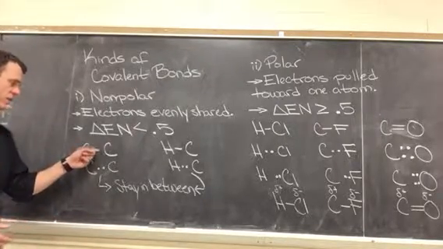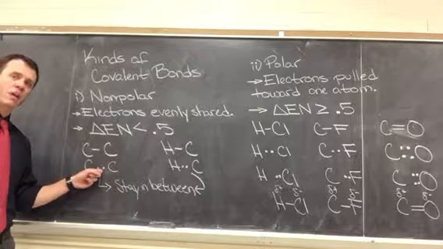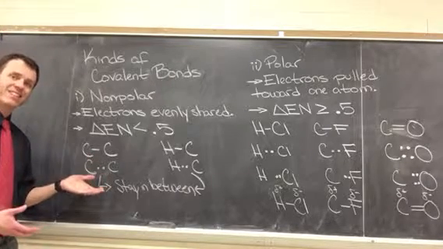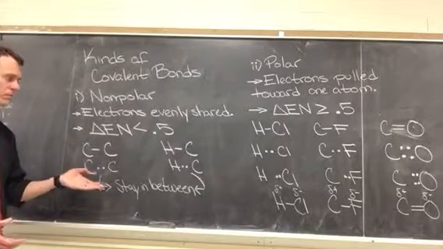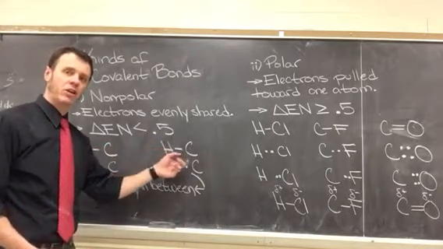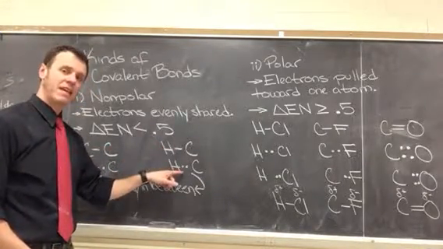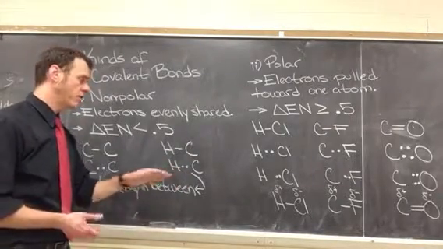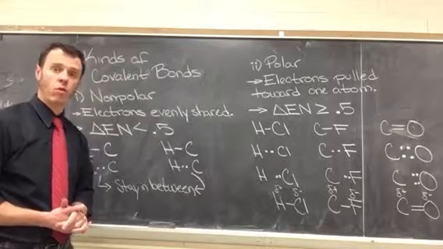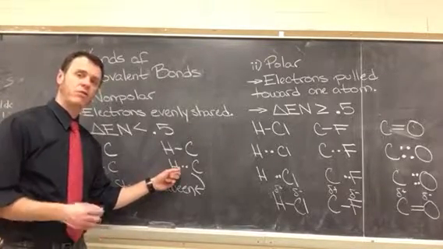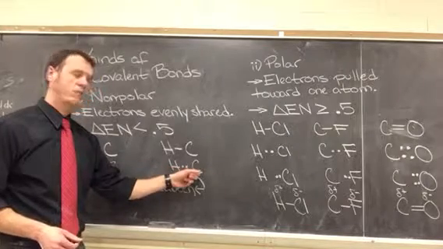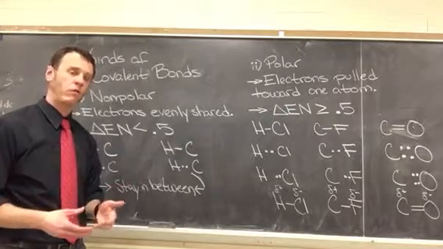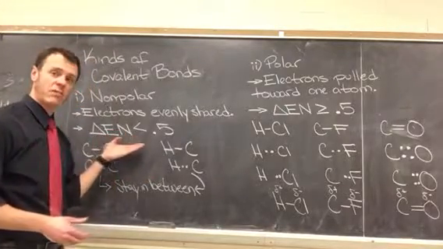Here's our bond, here's our two electrons in the bond. Those two electrons stay perfectly in between the two carbon atoms. This makes it nonpolar, all right? Here we have a hydrogen-carbon bond. The two electrons, again, stay pretty much directly between the hydrogen and carbon. Our difference in electronegativity here is 0.4. Hydrogen's got an electronegativity of 2.1. Carbon's got an electronegativity of 2.5. 2.5 minus 2.1 gives us 0.4. That stands in our area of less than 0.5.